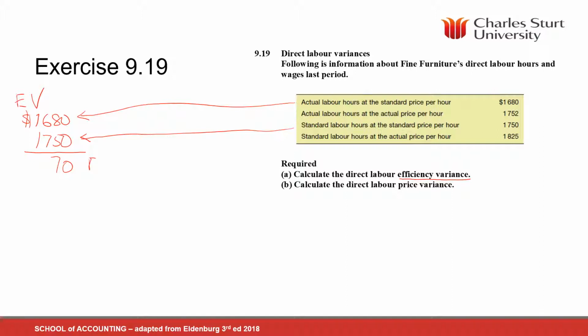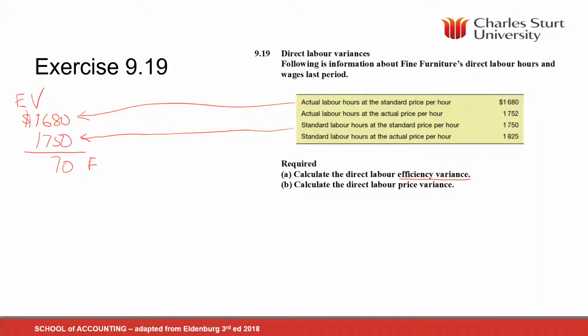And is that a favourable or an unfavourable variance? Well, that's going to be a favourable variance because the actual labour hours at the standard price per hour is less than the standard labour hours at the standard price per hour. The difference being the number of labour hours that were used. So there were actually less labour hours actually used than the standard labour hours. So our labour is being more efficient.